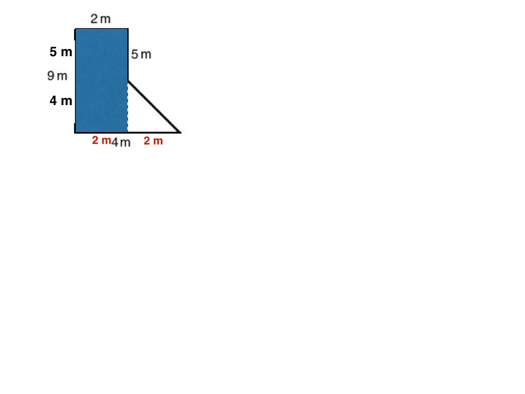If the height of the rectangle is 9, then that means that we have 5 meters, and the height of the triangle has to be 4 meters because 5 plus 4 equals 9.